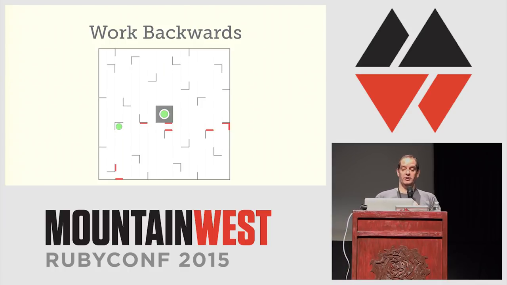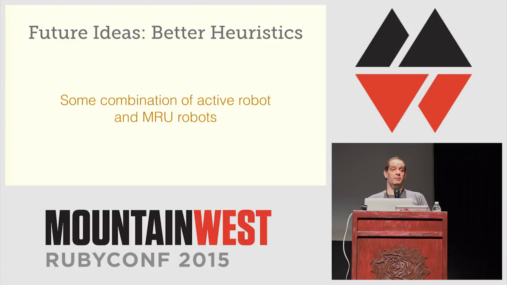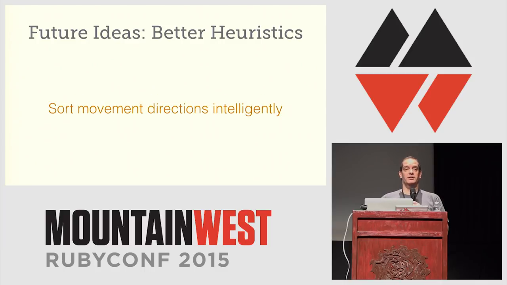You could also try some better heuristics. For example, most solutions only involve 2, maybe 3 robots. So what if we always move the most recently moved robot first and try that? Maybe things would be a little bit faster. Or maybe some combination of moving the active robot and the most recently used robot. Maybe we could be smarter about which directions we explore first. Like maybe from this state, moving left is likely to be better than moving up or down. And so we choose more intelligently that way.